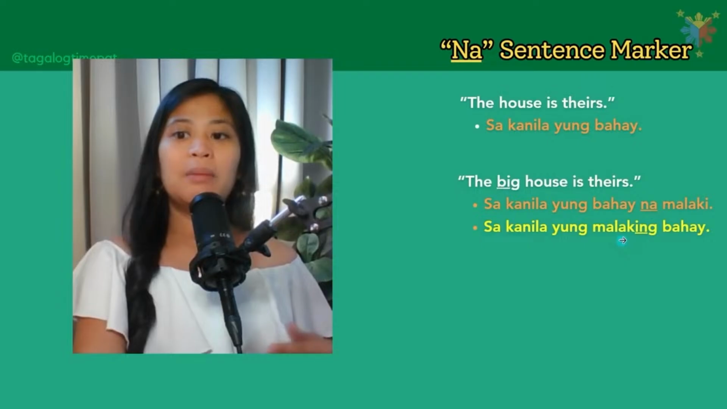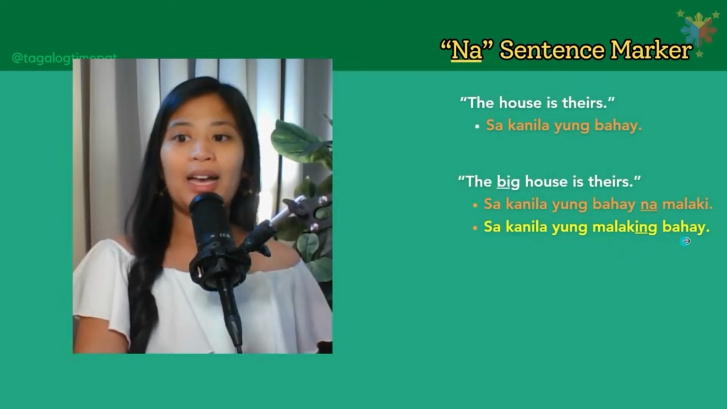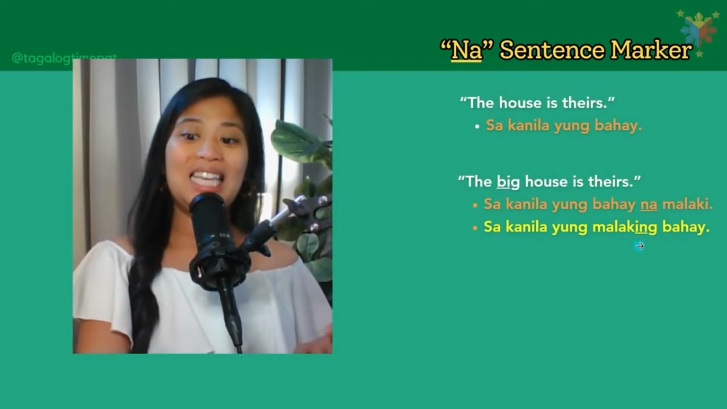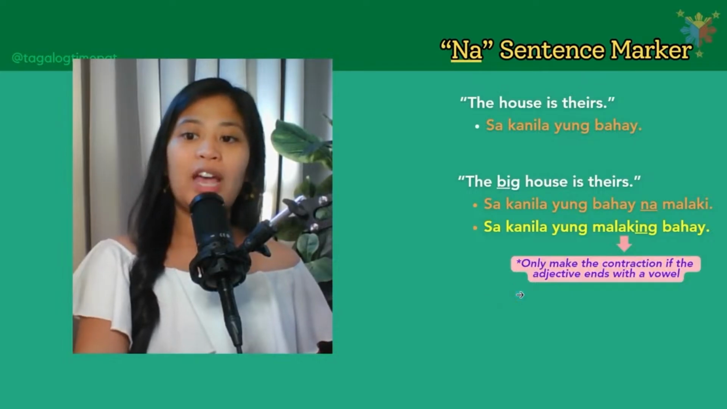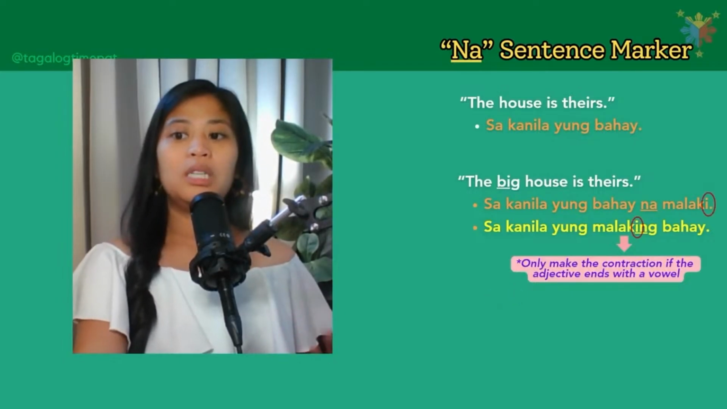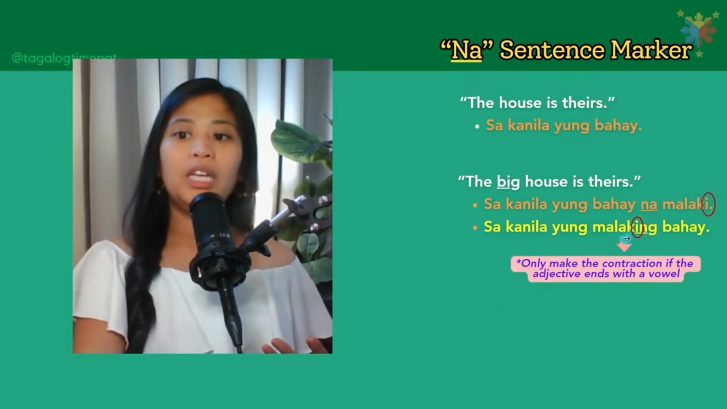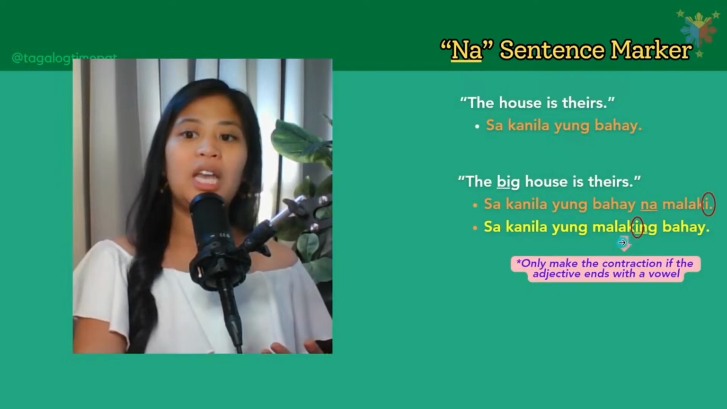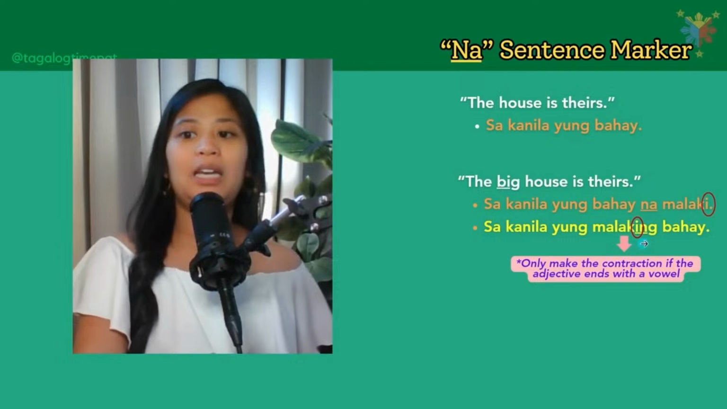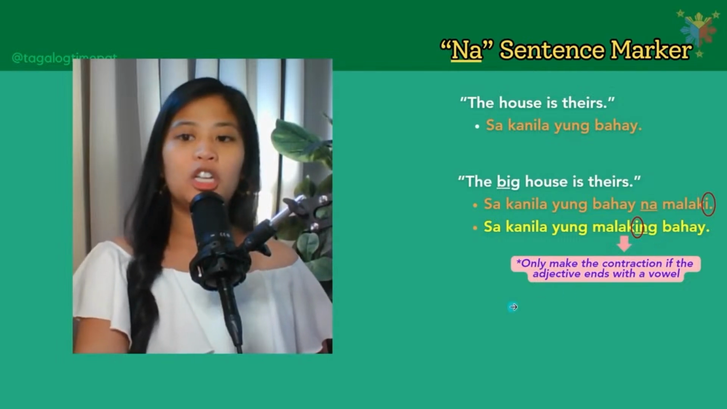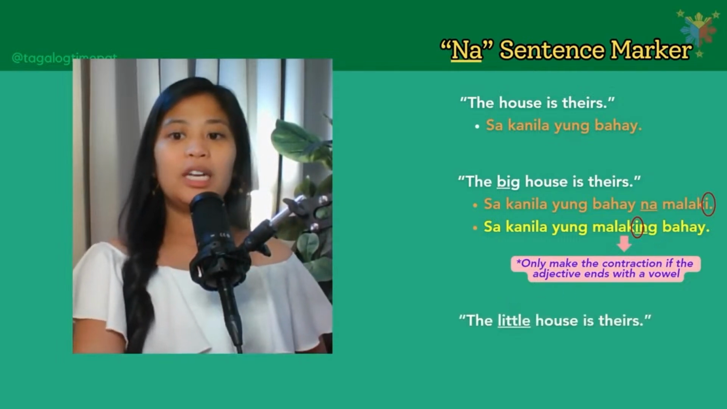Technically, this is malaki na bahay. The na is in there, but it's being incorporated into the adjective malaki. And you only make this contraction if the adjective ends with a vowel. So see, malaki ends with an I, and when you are putting the adjective first, instead of saying malaki na bahay, you could just say malaking bahay.